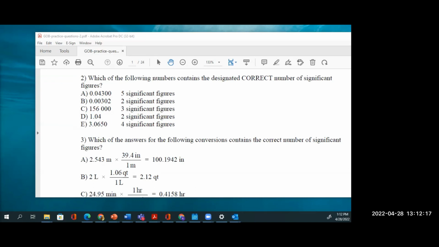Which of the following numbers contain the designated correct number of significant figures? This one says 5. This one says 2. This says 3. This says 2. This says 4. Only one of them is correct.